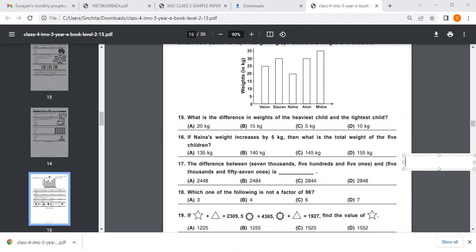Roshni, can you tell me one thing? 7,505 ones, how will I write it in figures? Ma'am, can I send in chat? No, just tell me, I will write it. 7,505. Very good, excellent. Now tell me, how will I write 5,057 ones in number? 5,057. Excellent. Right. So, Shivam, what we have to do is just subtract these two numbers. You will get the correct answer, Shivam.